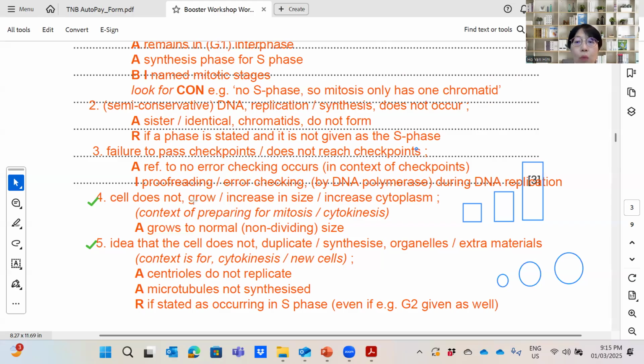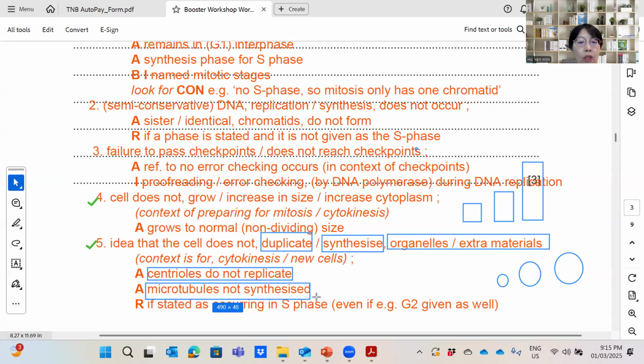So G2 phase is where some organelles will be duplicated, right? So we can also use the word synthesize. For example, centrioles do not replicate, microtubules are not synthesized. I think this one is prophase. Prophase is when microtubules are synthesized to form spindle fibers, right? So that is actually correct because no more mitosis.